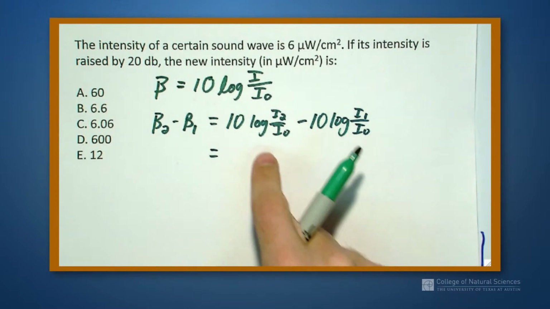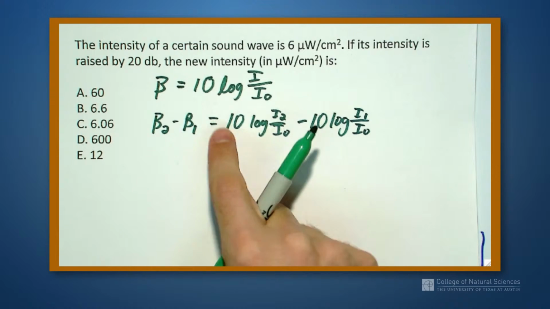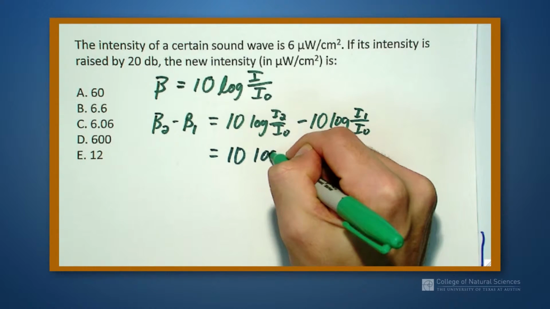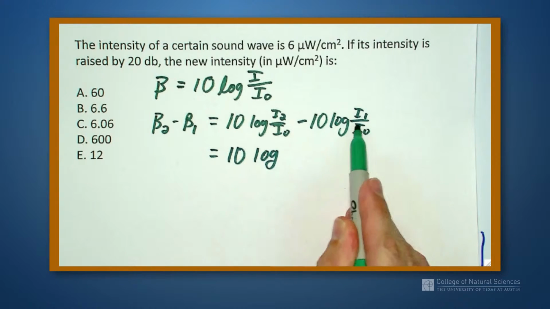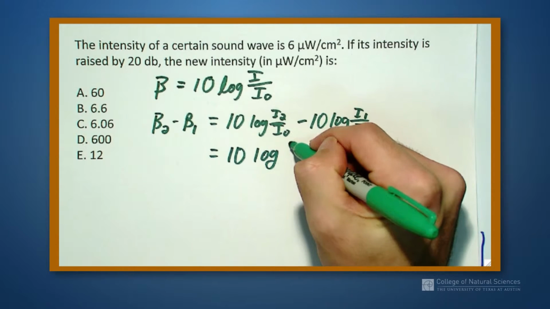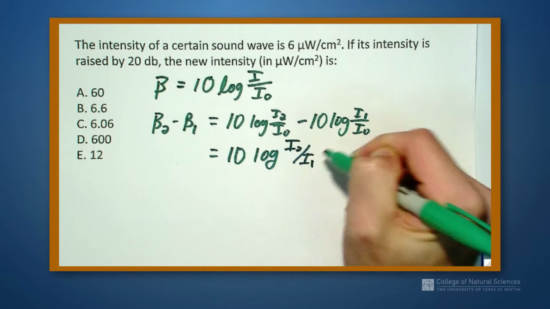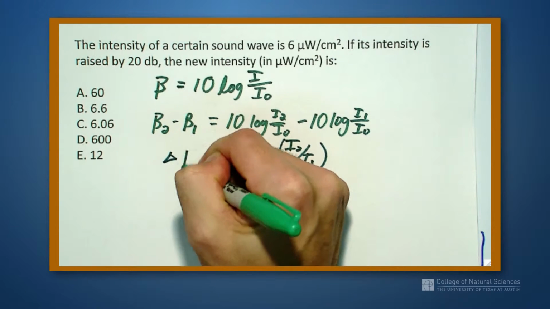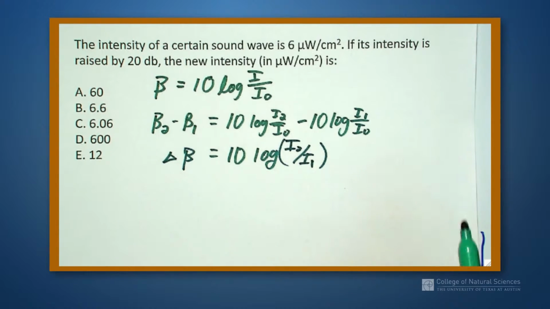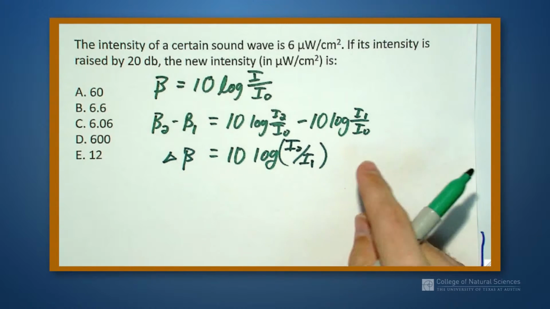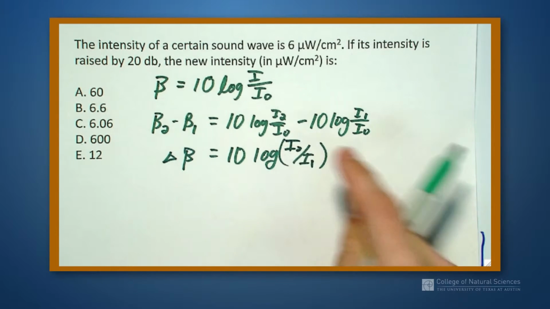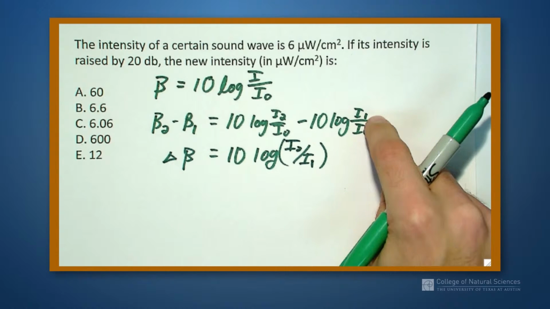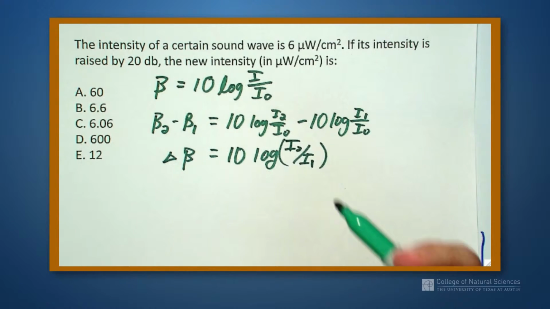If I rearrange this equation and work through some math, I'm going to get 10 log, and I'll see that with these two logs, when I subtract them, it's dividing their arguments inside. So what I'll get is actually I2 over I1. And this will be my change of decibels, so beta 2 minus beta 1. So now when I plug in my values, I'm going to do a little rearranging so I can solve for I2, because I2 is my final and I1 is my initial.